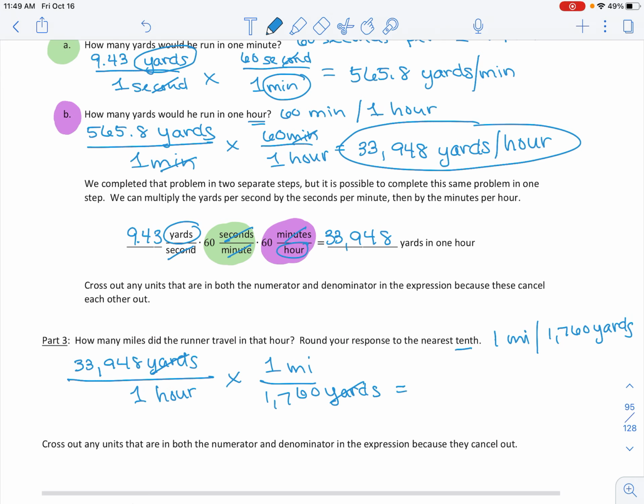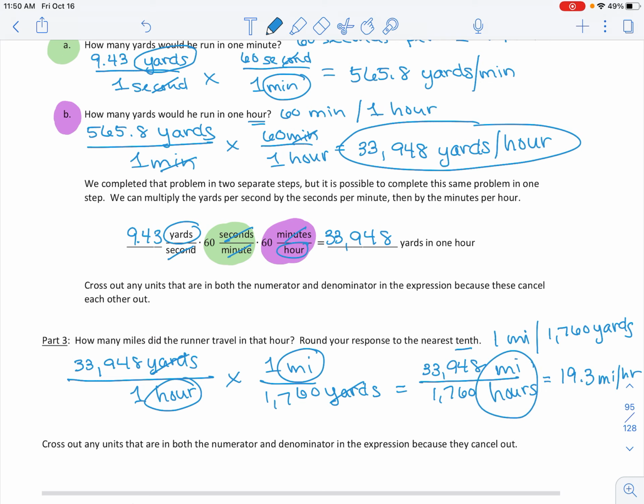When we multiply fractions, you multiply the numerators. So I'll take 33,948 times 1, and I get 33,948. And then I have miles in the numerator because that's still left over. I multiply my denominators together. 1 times 1,760 is 1,760. And I have hours in the denominator. And now if you notice, we have this fraction line, which really means division. So I do 33,948 divided by 1,760 on my calculator, and I get 19.3 miles per hour, because those are my units here, miles per hour.